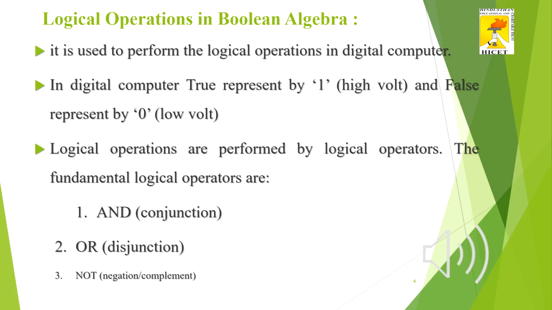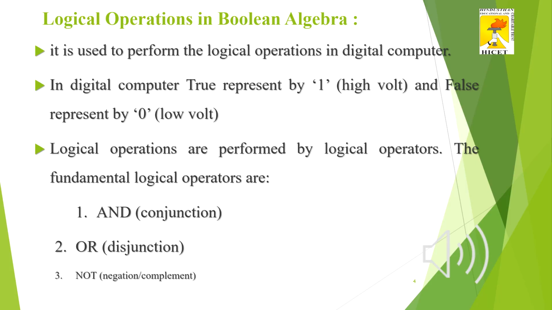So next is the logical operations in Boolean algebra. It is used to perform the logical operations in a digital computer. In a digital computer, true is represented by 1 and false is represented by 0. If we get the true value, we represent it as 1. If we get the false value, we represent it as 0.